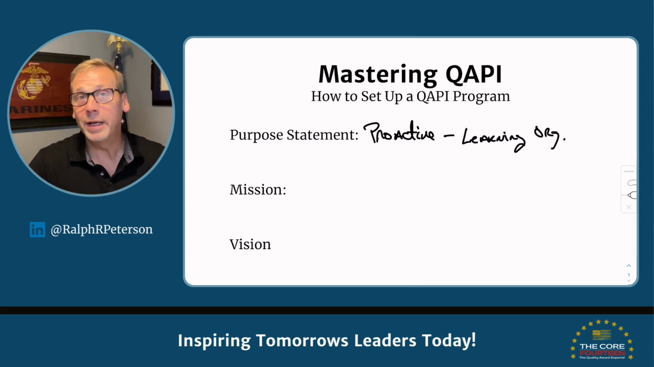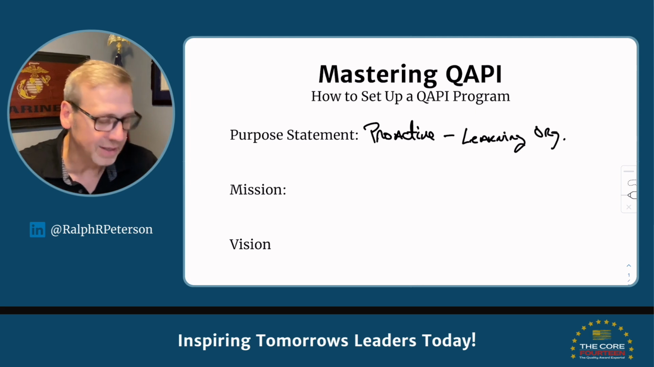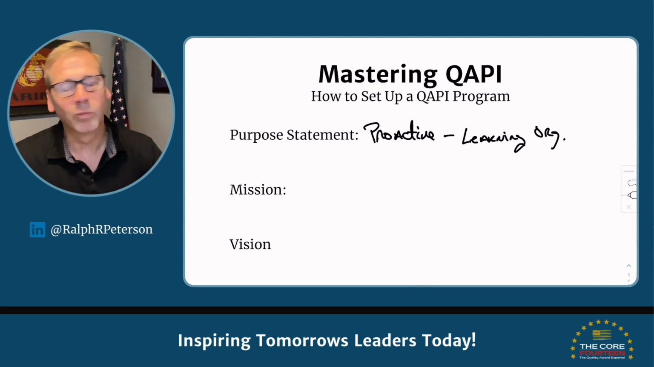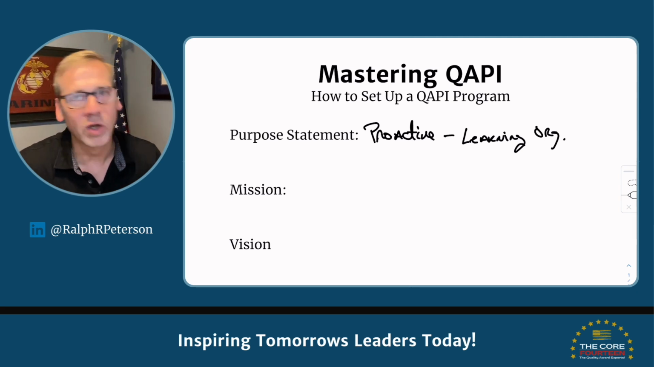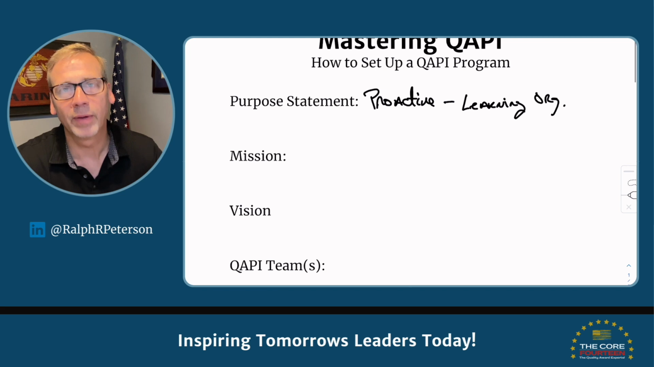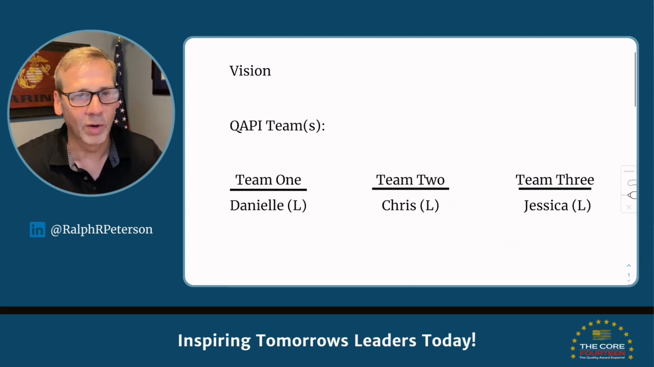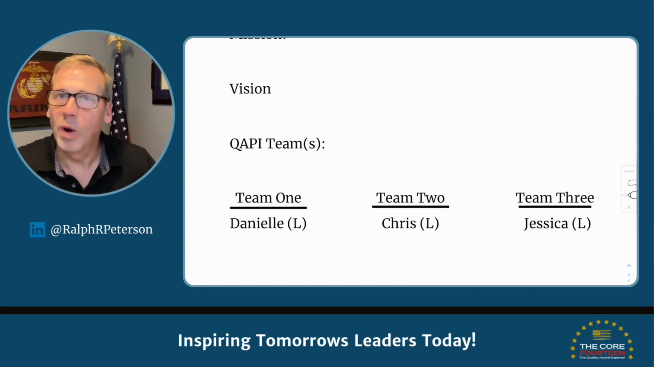Like that could be your mission, and your vision could be something about how you want to be the best of the best. And so trying to create that really juicy, hot vision statement for your QAPI program. Again, you don't have to. You can kind of plug and play already, but it might be a little more helpful. Then the next thing we do is we establish who our QAPI teams are.